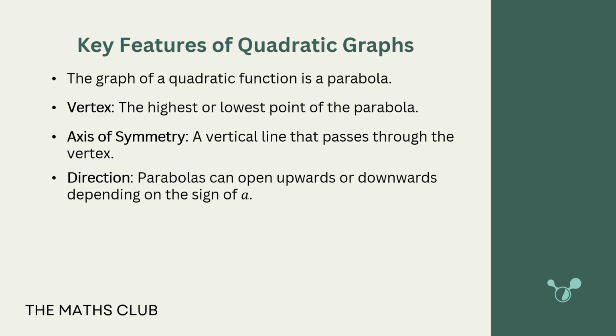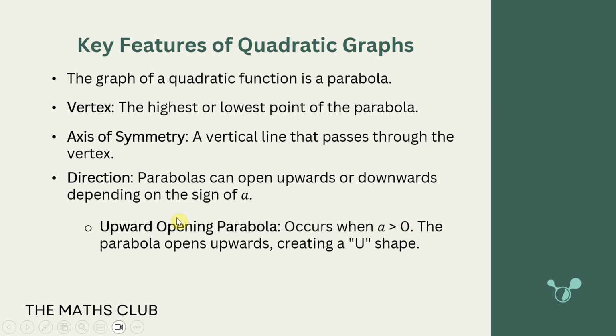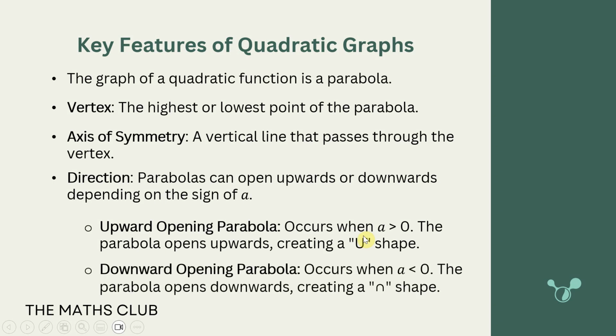Direction: the parabola can be upwards or downwards depending on the sign of a. So it is an upward opening parabola when a is greater than 0. You see that the shape of your curve will be something like this, like a U. It's a downward opening parabola when a is less than 0. You see that it is downward. But where is the a coming from?